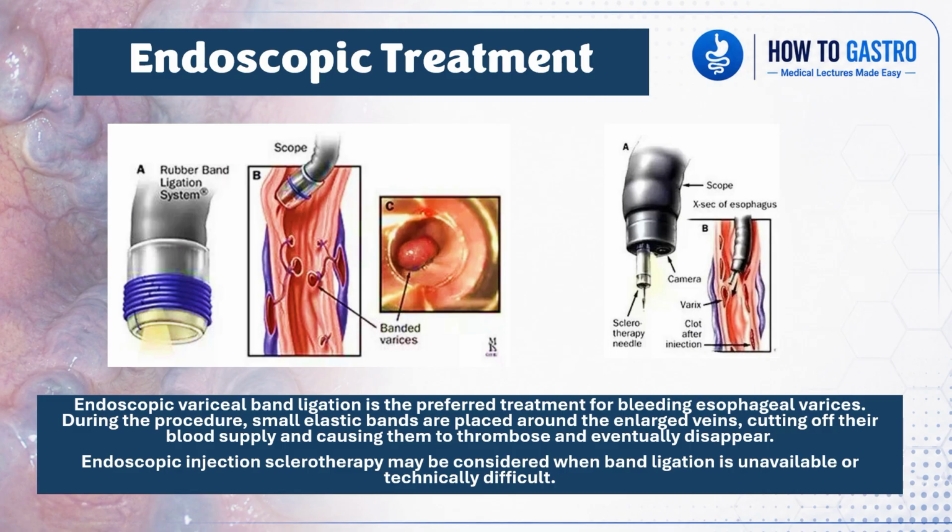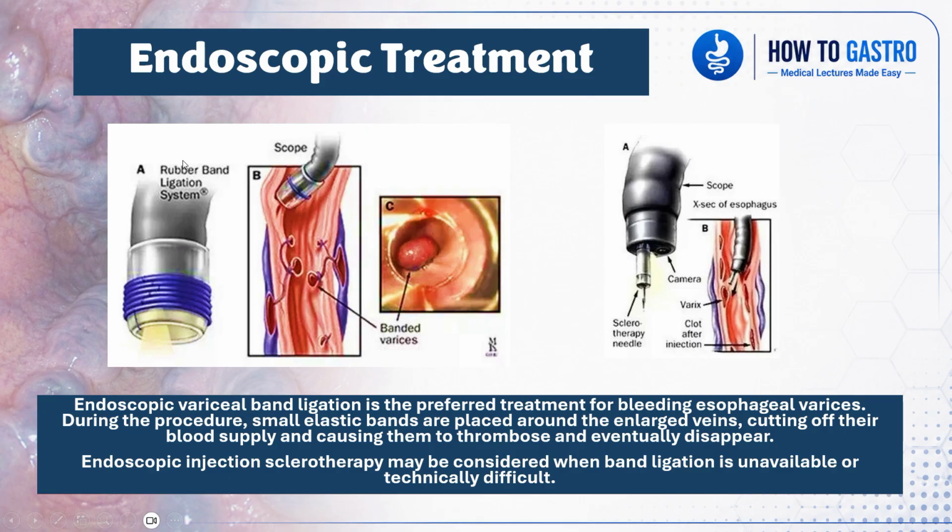And then the endoscopic treatment. Endoscopic variceal band ligation is the preferred treatment for bleeding esophageal varices. During the procedure, small elastic bands are placed around the enlarged veins, cutting off their blood supply and causing them to thrombose, meaning become a clot and eventually disappear.